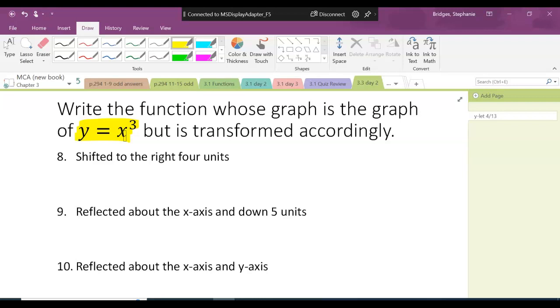The other one is reflected about the x-axis and down 5 units. And then the last one is reflected about both the x and the y-axis. But remember, if there's no absolute value bars or square root signs, if you have an x squared or an x to the 3rd, you're going to need to use parentheses to do stuff that's in your function. Kind of like I did up here. I included it in, so I added parentheses and put my square on the outside.